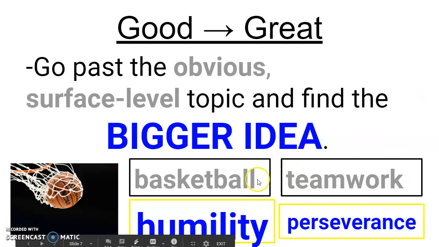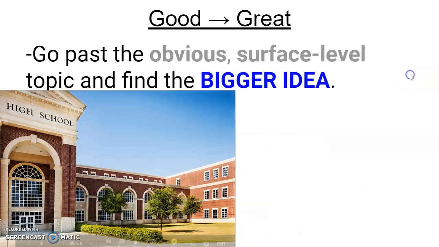Compare those two to the concepts and the topics of humility or perseverance. Although teamwork might be a part of that, of learning that maybe the all-star had to step back and let other people take the lead, that's a part of it. Humility and perseverance are deeper level ideas that in this fictional text we could say would work.